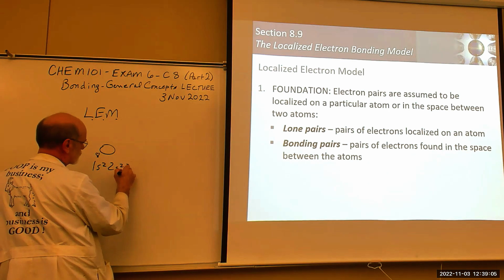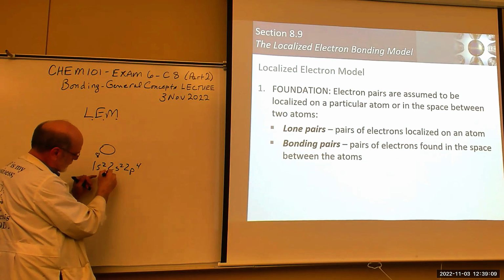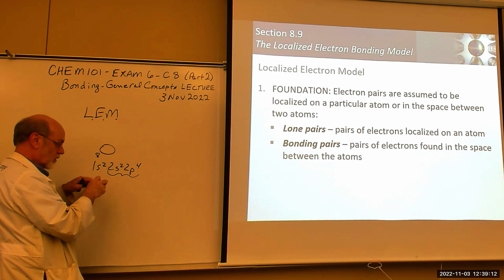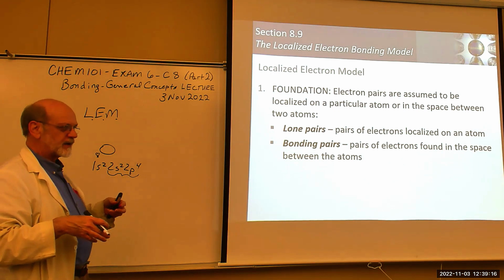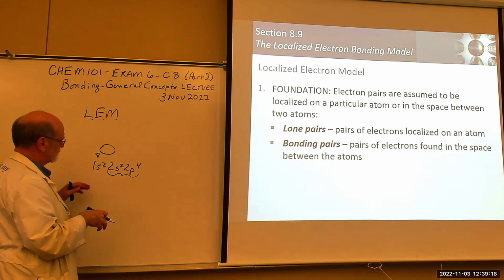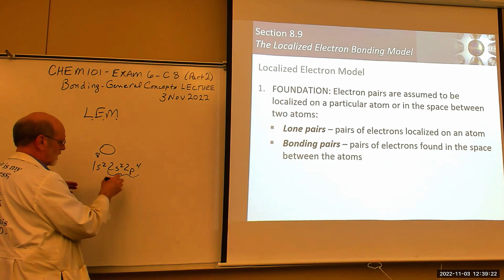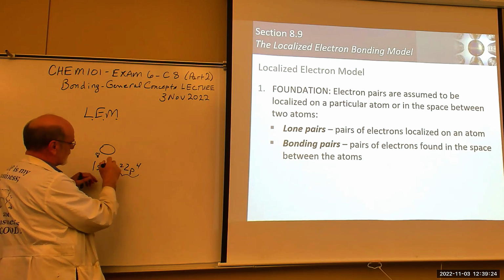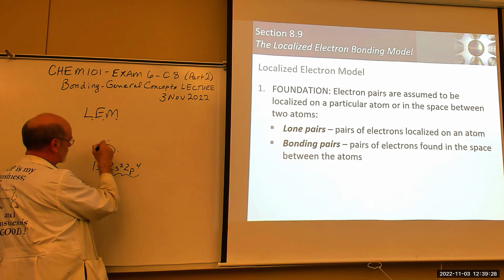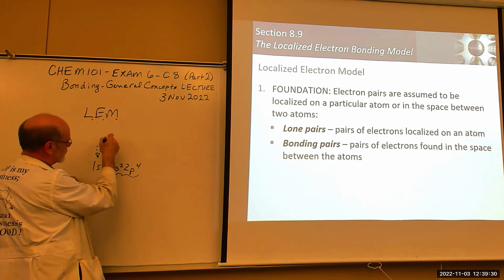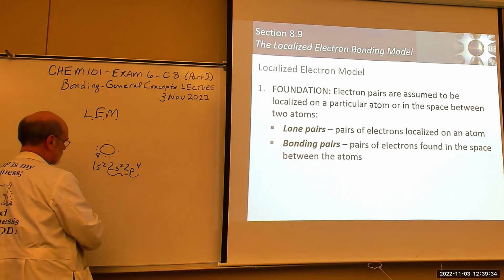1s2, 2s2, 2p4. So these electrons are going to be part of the process. And if we draw the Lewis dot structure, which we've done before, we have these 6 electrons, 1, 2, 3, 4, 5, 6. So we have these 2 electrons here available for bonding. So let's declutter.